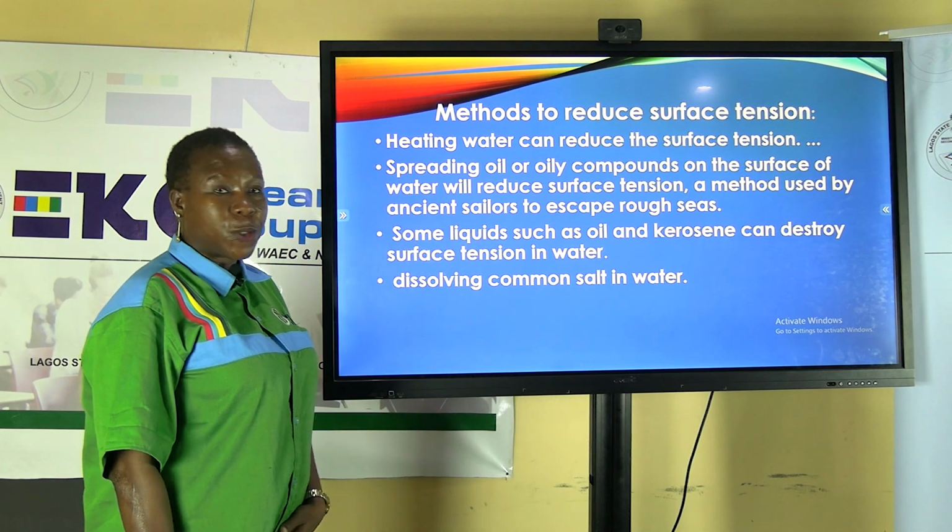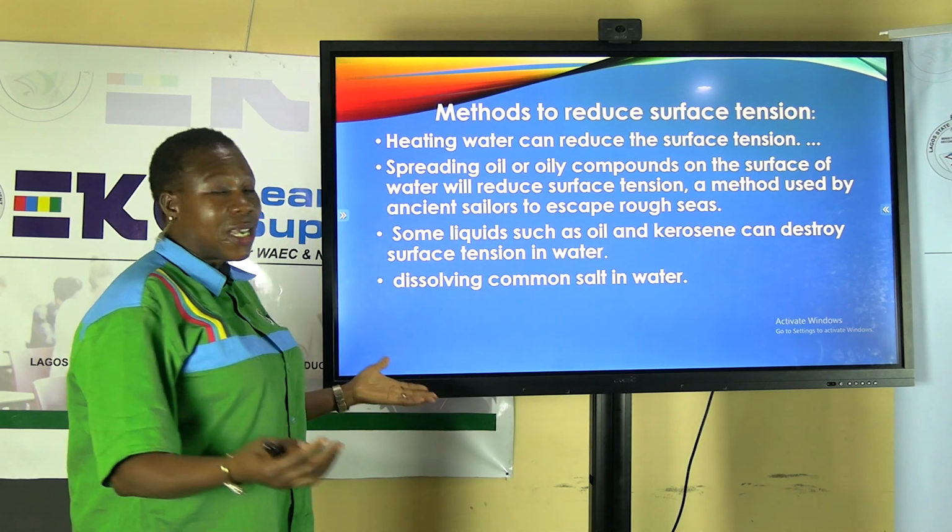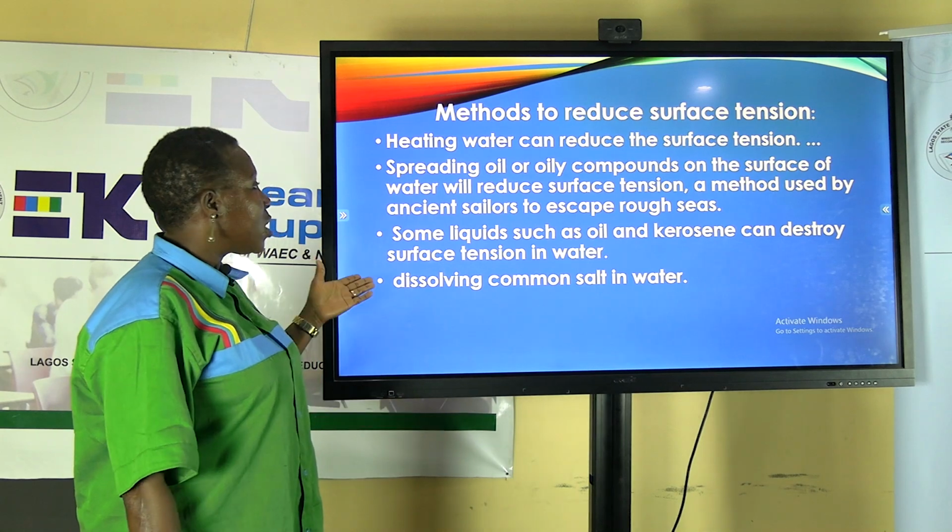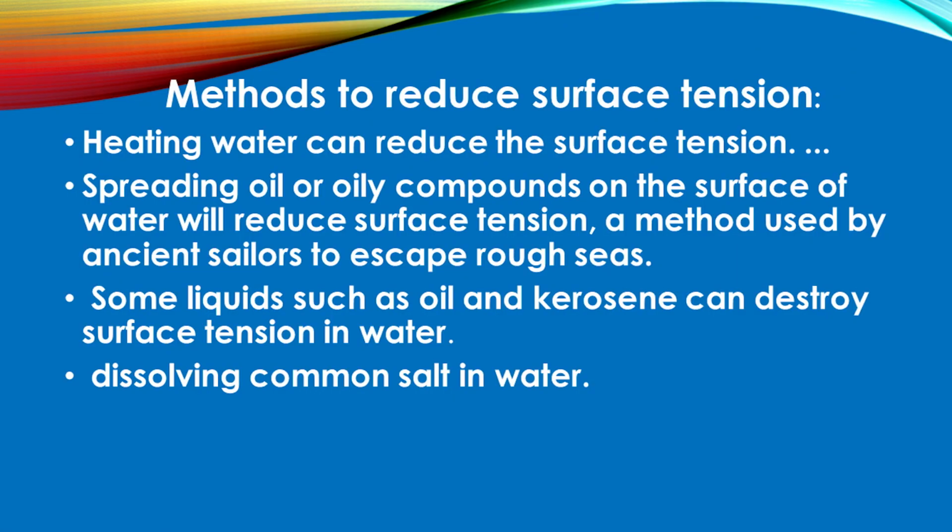Methods to reduce surface tension. When there is increase in temperature, which is heating of water, it can reduce surface tension. Spreading oil or oily compounds on the surface of water will also reduce surface tension, a method used by ancient sailors to escape rough seas. Some liquids such as oil and kerosene can also destroy surface tension in water. Then we have dissolving common salt in water also reduces surface tension.